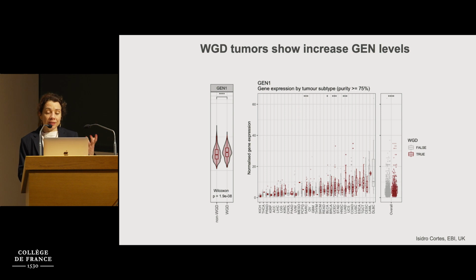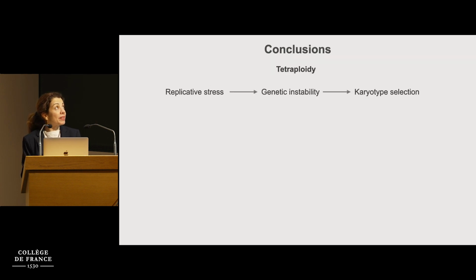So we're conceiving this way of looking at tetraploidy where a few proteins that are apparently dispensable in diploid conditions show replicative stress, and this maybe makes cells more vulnerable to deal with genetic instability. So let's say in a tetraploid cell where Gen1 is present, high levels of DNA damage will lead to genetic instability. This may or may not lead to a winner karyotype that will then carry on.